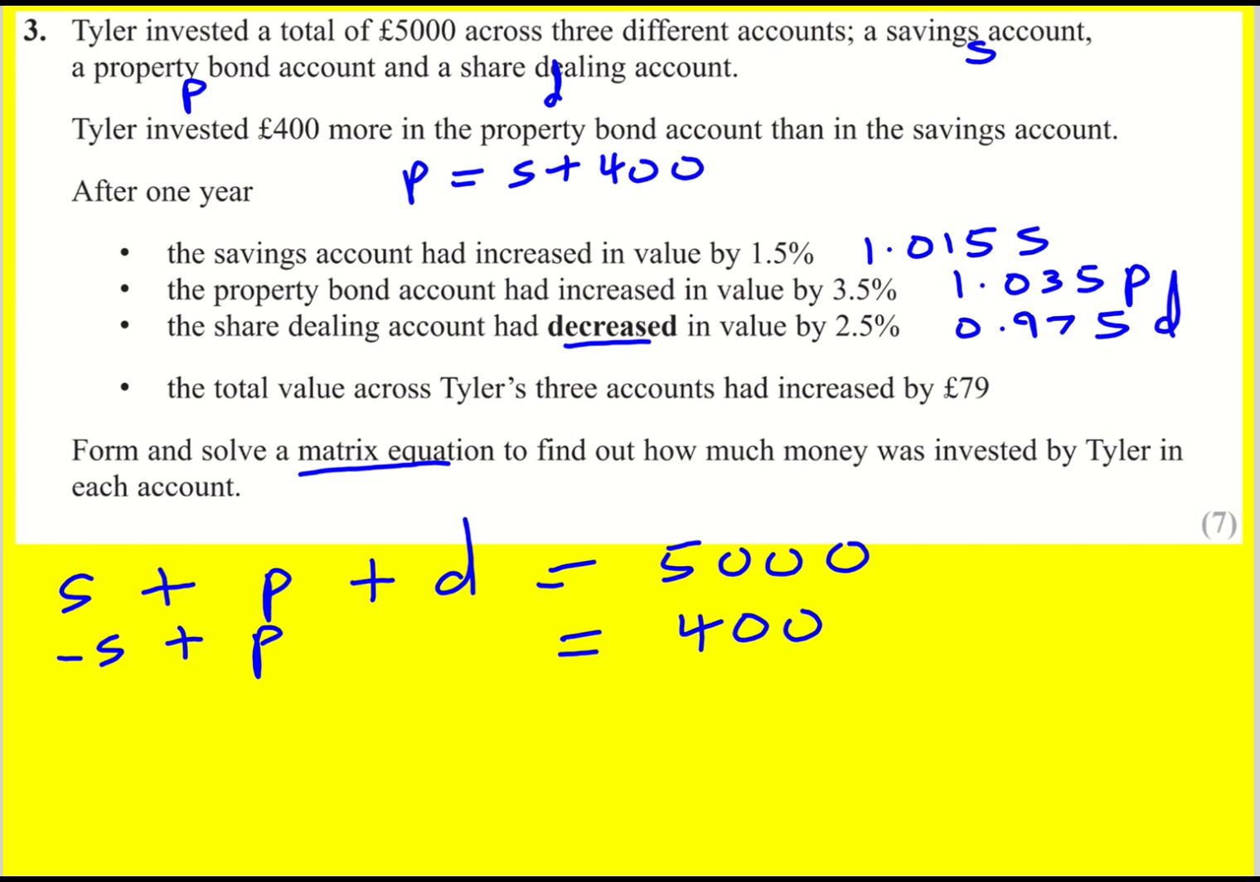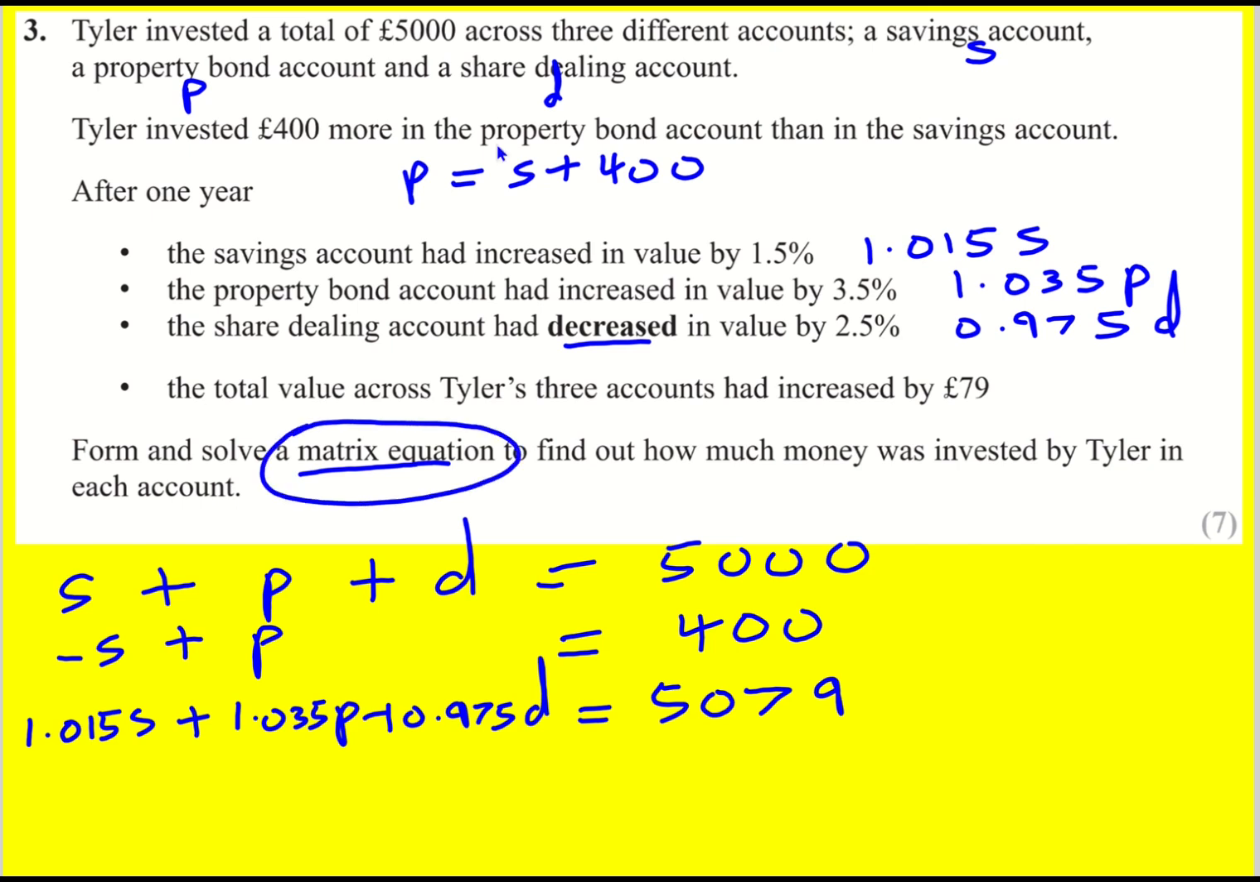I have seen in the answers them just using the multipliers to find 1.5%, 3.5%, and 2.5%, and then setting it equal to 79, which I never really thought to do. So I'm going to stick with my way, but that would absolutely work fine as well. But I'm going to have it equal to 5,079 because I'm adding it on. So I'm going to get 1.015S plus 1.035P plus 0.975D. We've got ourselves a system of three equations, three unknowns, a simultaneous equation problem, but we can use matrices to deal with this.